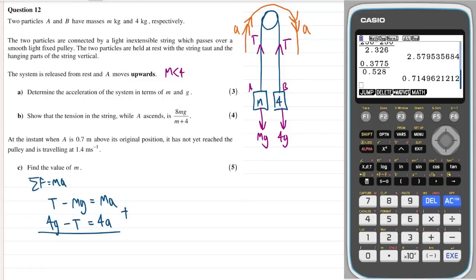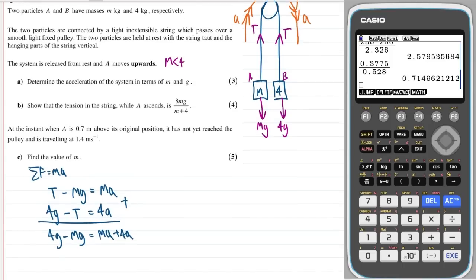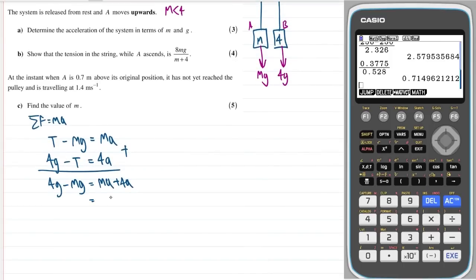We can then add the two equations, which gives me 4g minus mg is equal to ma plus 4a. And what do we need? We need the acceleration. Okay, so we will take out a factor of a there, and then we will divide through. So we will get g can come out of here, and dividing through by m plus 4 is going to give us a.